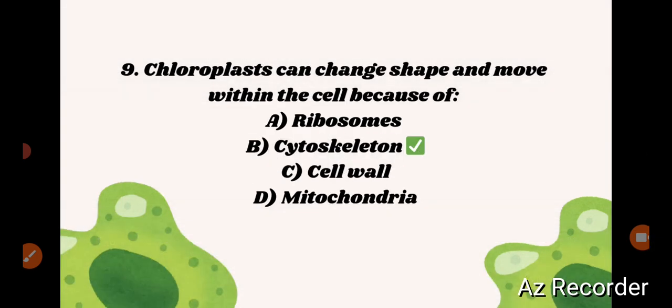And chloroplasts can change their shape and move within the cell because of ribosomes, cytoskeleton, cell wall or mitochondria. Yes, the answer is the cytoskeleton. Because of the cytoskeleton, chloroplasts can move along the cytoskeletal tracks, which helps them reposition and divide.